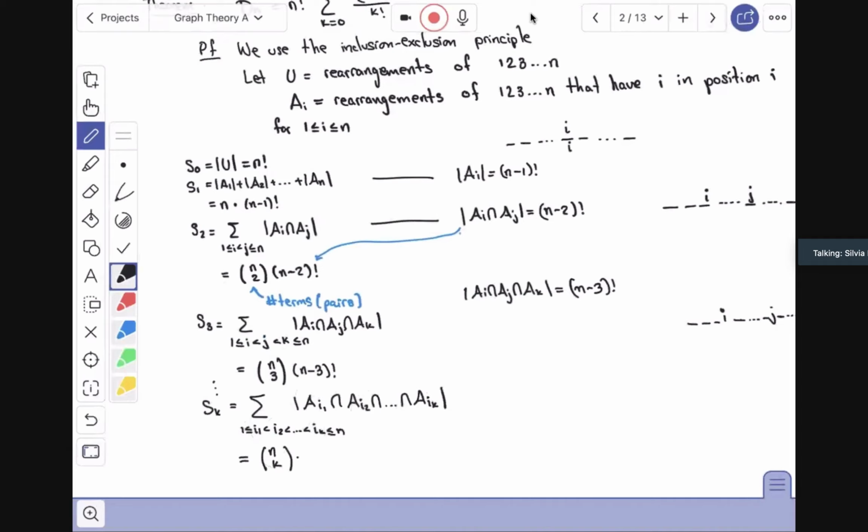But then I need to multiply times this, right? And so in that one, we're fixing k letters, or k elements, in their original position, right?